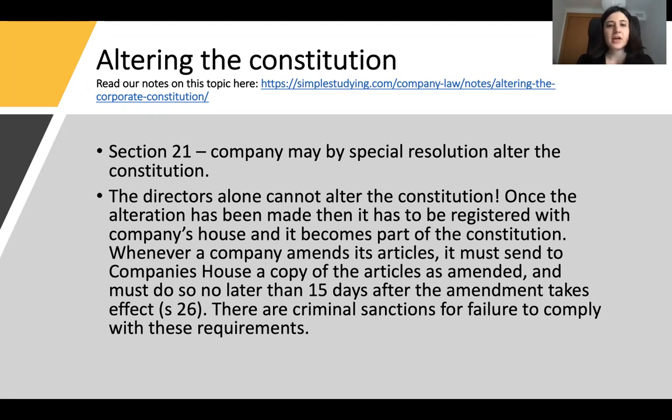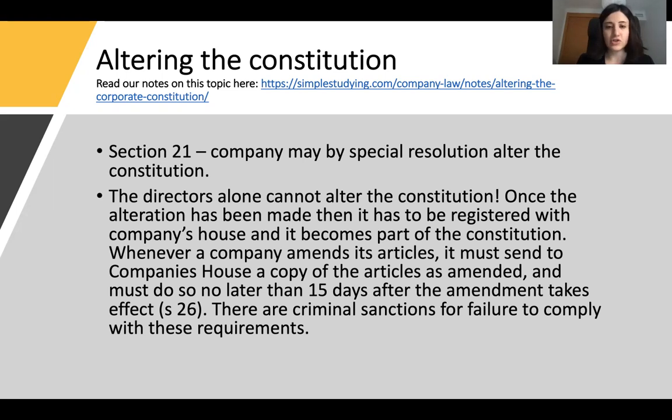Section 21: a company may, by special resolution, alter the constitution. Special resolution basically means that the company needs more than a majority. The company needs 75% of the votes in order to alter the constitution. That's a general rule. However, if your constitution says that you only need 50%, 51% of the votes to alter the constitution, that can also happen. So the general rule is that you need 75% of the votes to alter the constitution, but you can change the general rule if you want to.